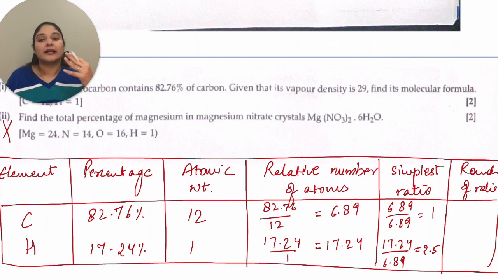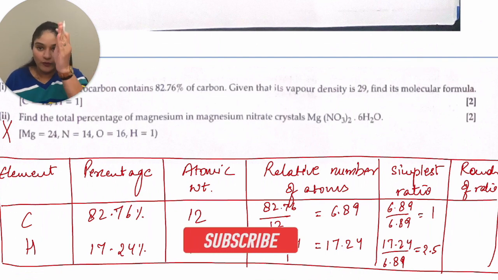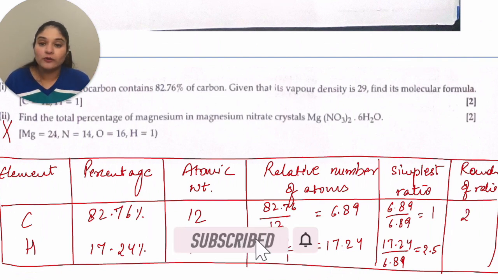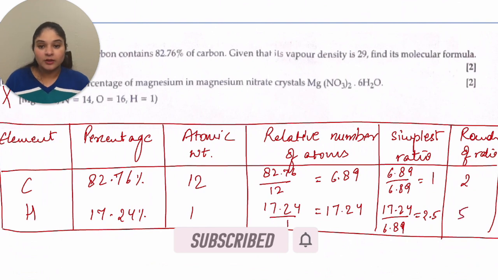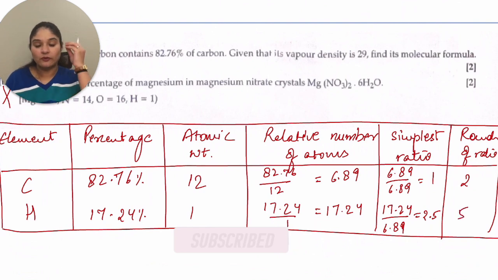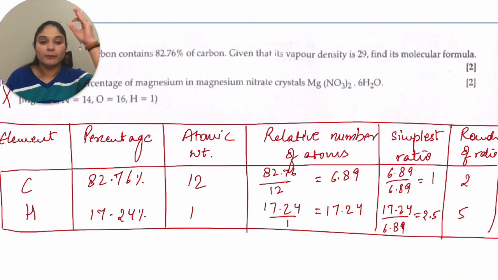If ever you get a number, let's say you have n numbers, whenever you get a number that is 0.5, always multiply all of the numbers by 2, to get rid of the 0.5 value. So in this case, multiply both of them by 2. So 1 will become 2 and 2.5 will become 5. This is how you're supposed to do that. If any number comes out as 0.5, multiply all the numbers by 2. So 2 and 5. So what will become your empirical formula?